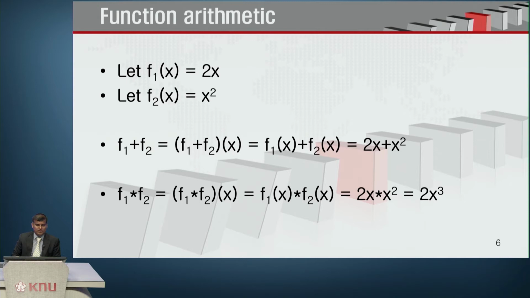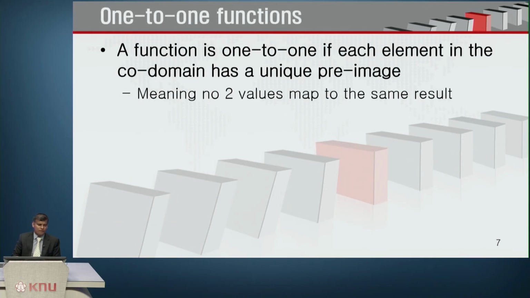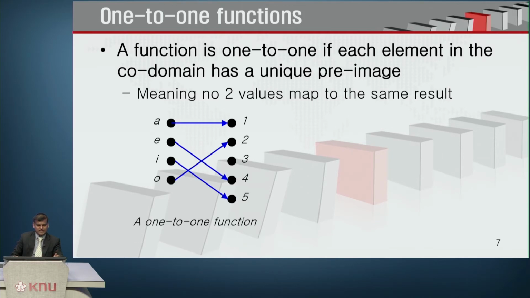Well, with this in mind, now we have defined what a function is. Let's see what the different types of functions are. One-to-one function. A function is one-to-one if each element in the codomain has a unique preimage, meaning no two values map to the same result. They have a unique preimage. Let's consider this, for example.